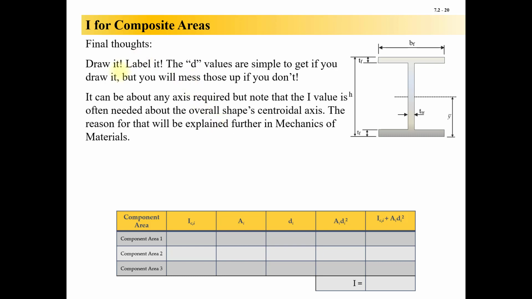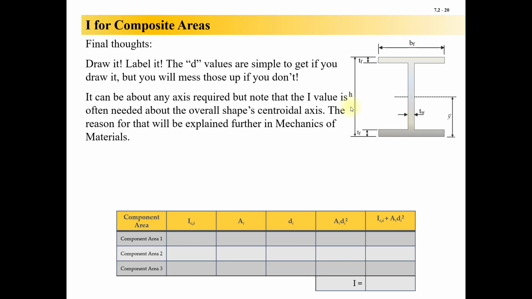And another note, it can be any axis required. When I say what's the moment of inertia, I could have picked the moment of inertia about the bottom edge here or the top edge or any axis, but oftentimes it is that overall shape's centroidal axis. And that's because of the applications in further mechanics. Like when I was talking about you standing on the 2x10 board at the beginning, the moment of inertia about the overall shape's centroidal axis becomes very important. So just trust me on that for now.